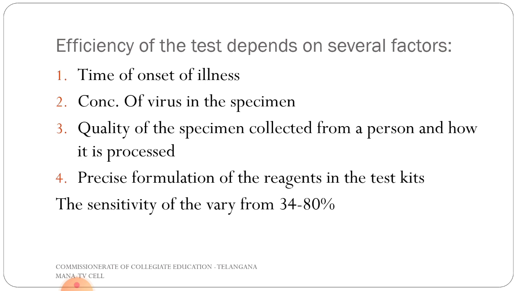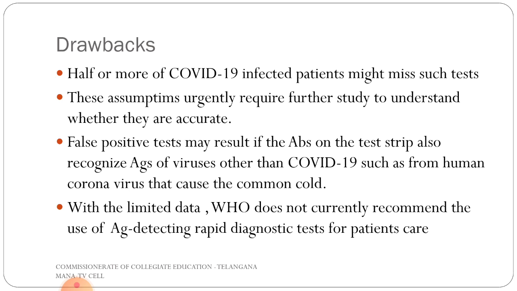Efficiency of the test depends on several factors: the time of onset of the illness, concentration of virus in the specimen, quality of the specimen collected from a person and how it is tested, and precise formulations of the reagents in the testing kit. The sensitivity can vary from 34 to 80%. Drawbacks: half or more infected patients might miss such tests because this test is to be done in the early stage of infection. These assumptions urgently require further study to understand whether they are accurate.